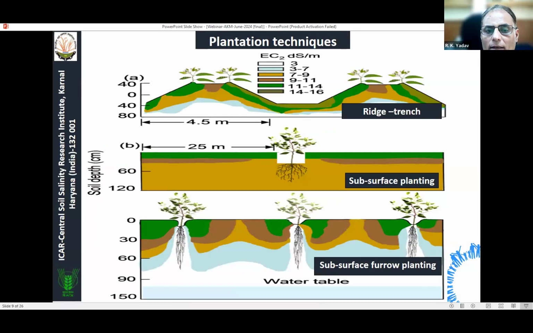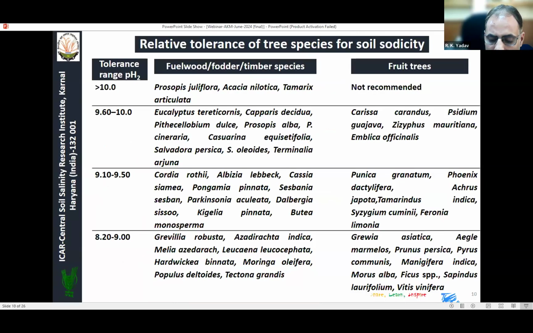So finally, at the base, you can see the subsurface furrow planting. In the rhizosphere, you can see the very low salt load as compared to the ridge trench and subsurface planting. Then we do some delineation of the different tree species on their salinity tolerance, right from the sodic soil as well as salinity and waterlogging.